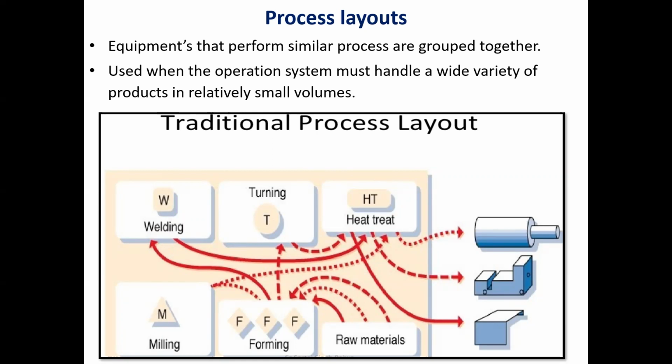Welding is one process, milling is one process, forming is one process, turning is a process, and heat treatment is another process. Whatever raw materials there are, they are supplied to different processes like forming, milling, welding, turning, heat treatment, etc. All these processes are important rather than the product, because products are changing, and that is why it is called process layout.